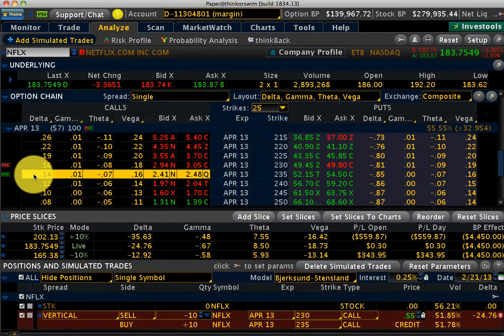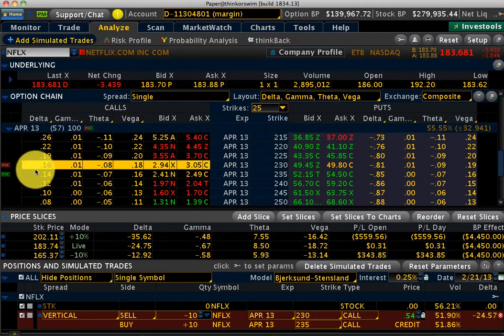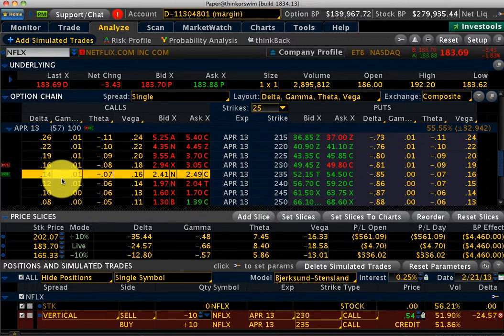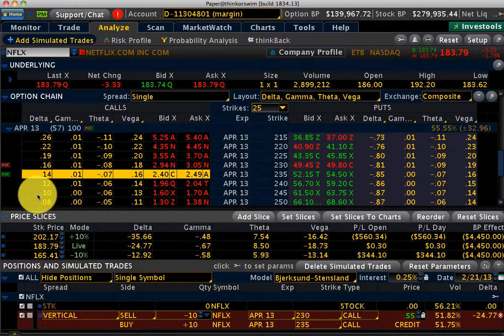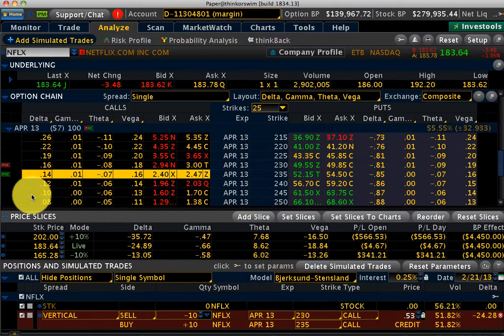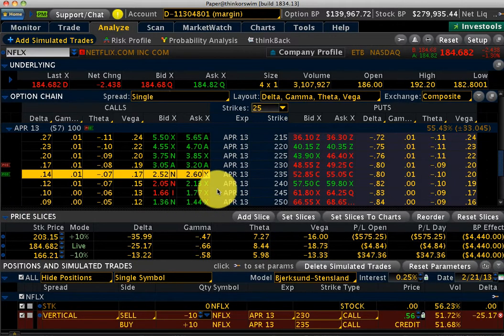You can go to like a 14 delta or a 16 delta. If you don't have time, then you really need to go to a delta of less than 15, probably between 15 and 10. Now, you're obviously going to get much less premium for this, but you will have much less to worry about as well. That's really the trade-off that you're making. If you go further out into the strike prices, obviously your credit is going to be less.